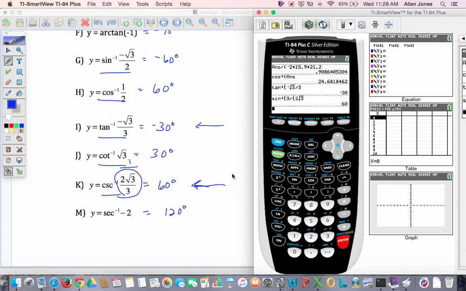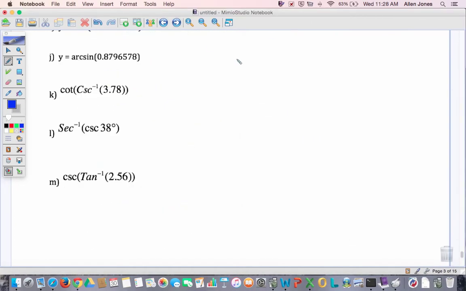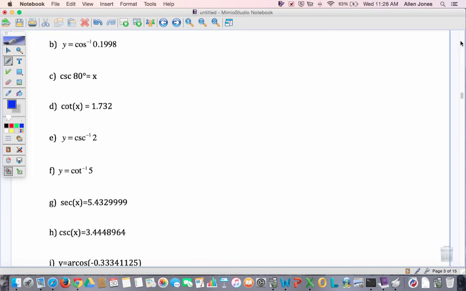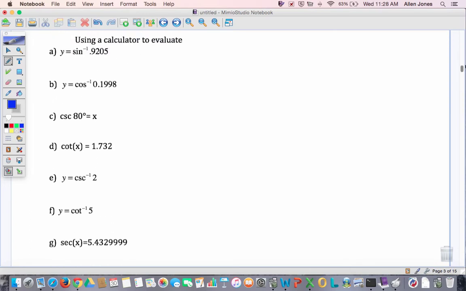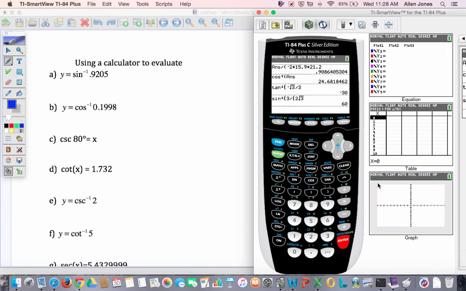Or another thing, if these were supposed to be in radian mode, I would leave it in degree mode, and then once you had 60 degrees, we all should know that's pi over 3. And we can convert those all over pretty easy. 30 degrees is pi over 6, and so on. So we can convert those just by leaving them in degree mode and converting them back and forth. So let's move on here with some more calculator versions.